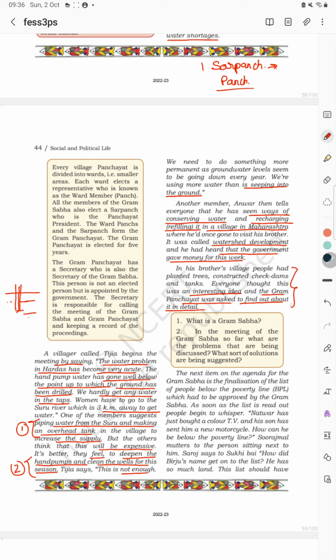So this, we can say, is option 3. Option 1 and option 2 were there, but on option 3, the Gram Panchayat was advised to work on it and come back with the details. Okay.